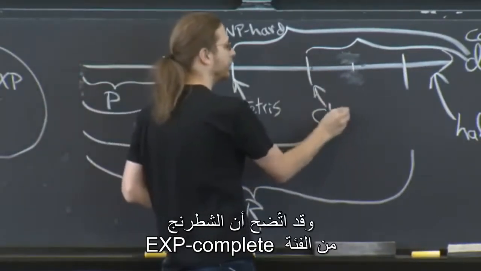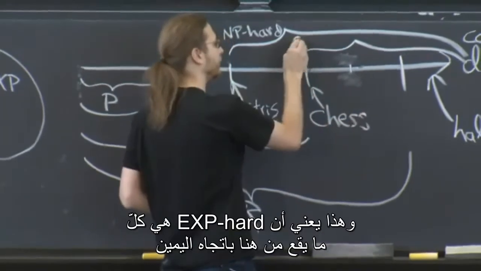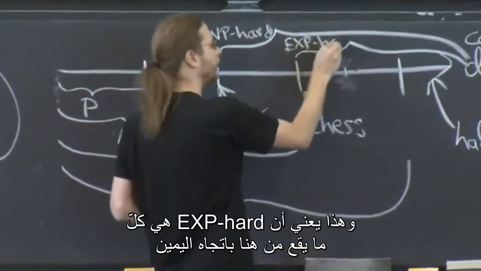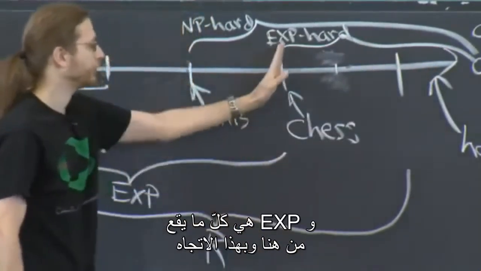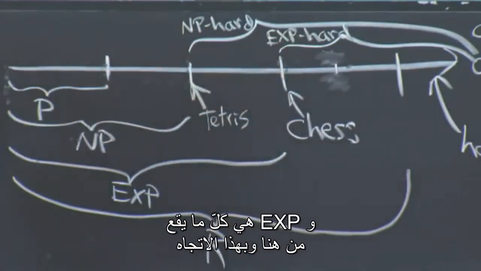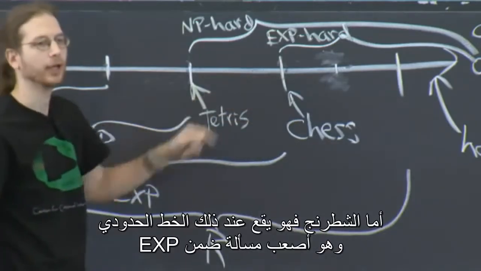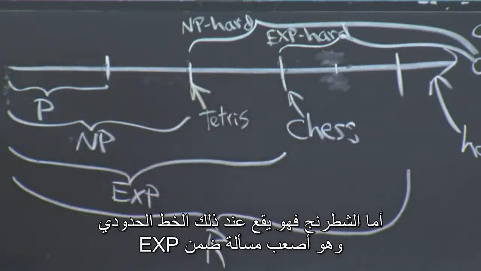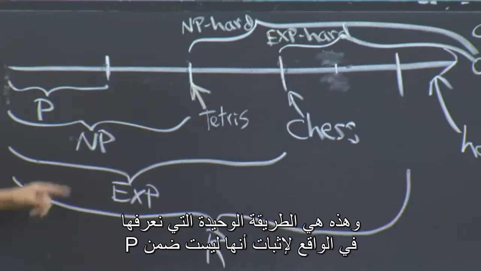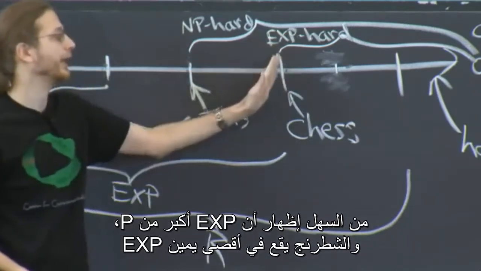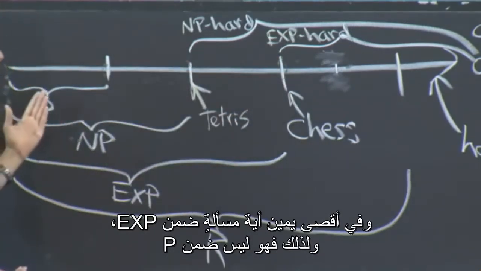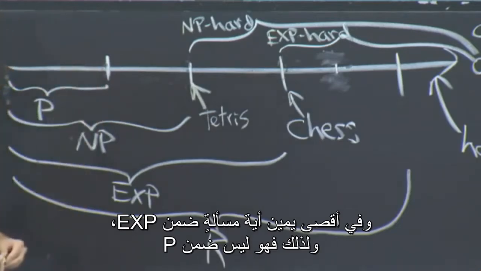Turns out chess is EXP complete. So EXP hard is anything from here over. EXP is anything from here over this way. Chess is right at that border line. It is the hardest problem in EXP. And that's actually the only way we know to prove that it's not in P. It's pretty easy to show that EXP is bigger than P. And chess is the farthest to the right in EXP of any problem in EXP. And so therefore, it's not in P.